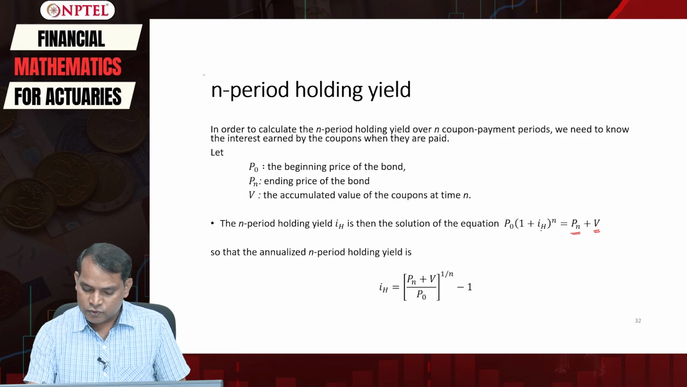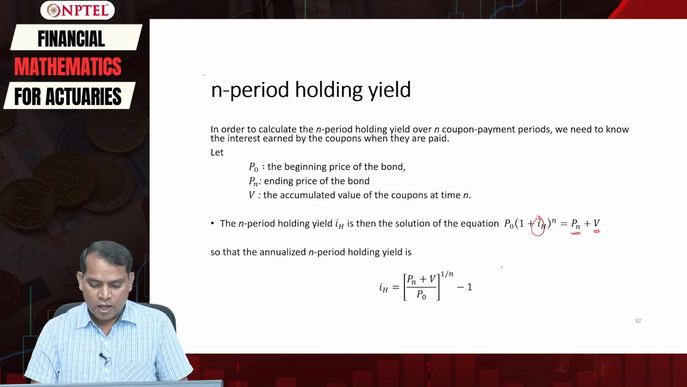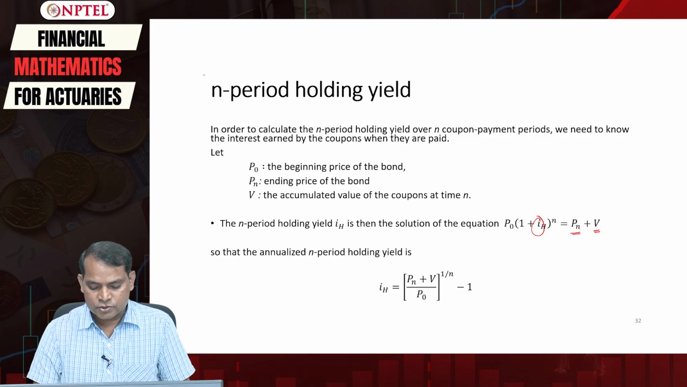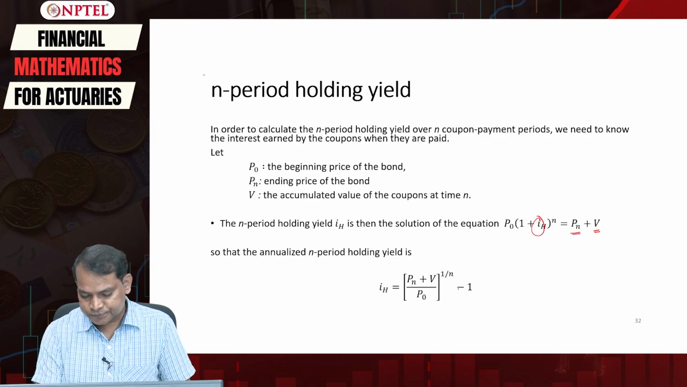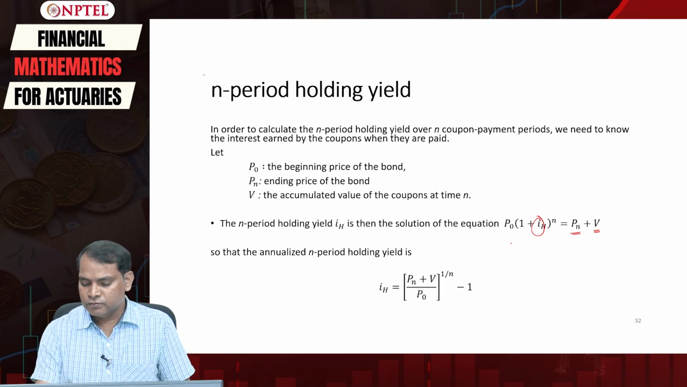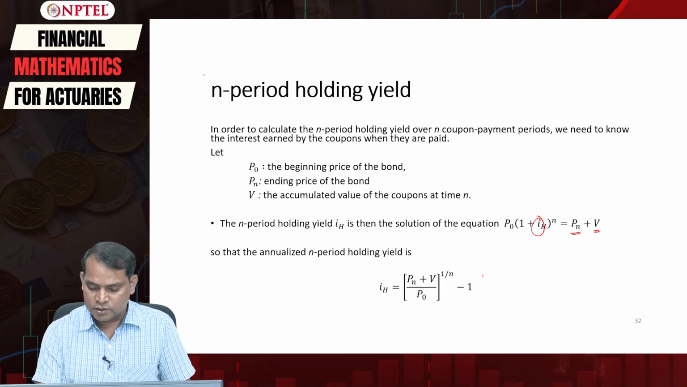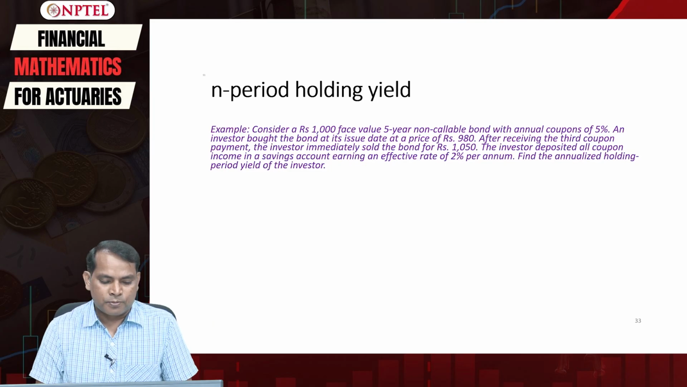Now, you can solve it for IH and we will get that IH is equal to (Pn plus V divided by P0) to the power 1 upon n, minus 1. From this equation we can solve for IH. That is the annualized n period holding yield. So, let us also take one example to complete this and we will be done.